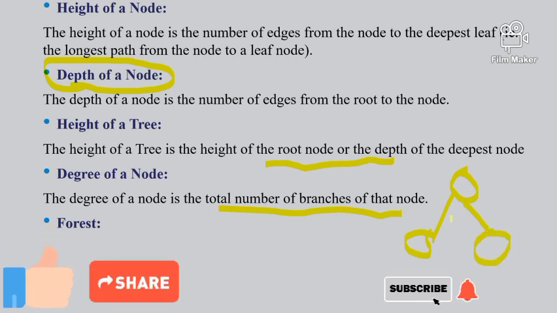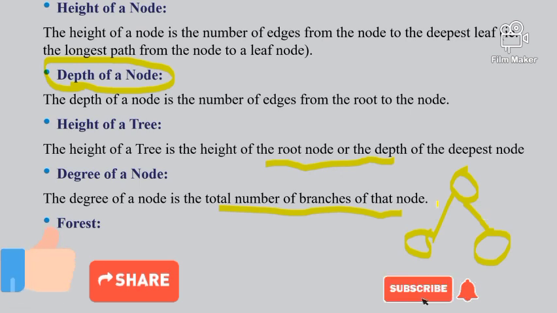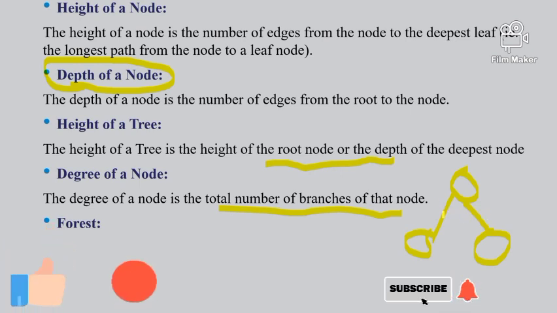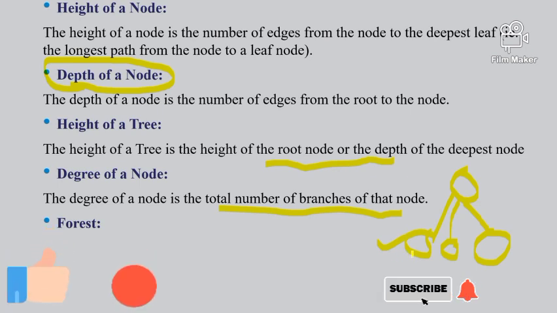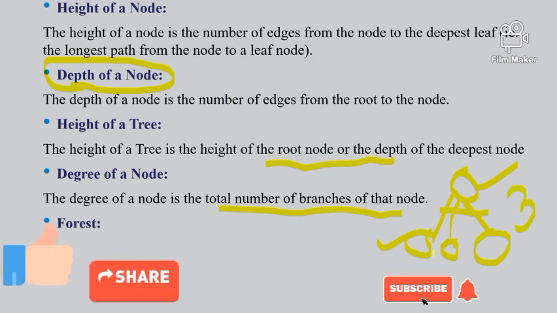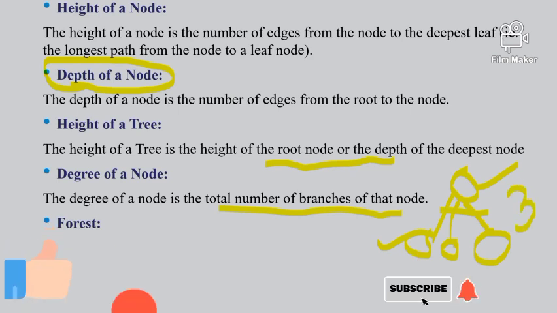So here, the degree of a node is the total number of branches of that node. How many branches am I having here? I am having 2 branches. 2 branches are nothing but 2 edges. Suppose I am having one more in this. Now the degree of my node is 3. And let us consider the degree of this last node, which is 0 because it is not having any branches. So the degree of this node will become 3 because it is having 3 branches, and the degree of this node will become 0.